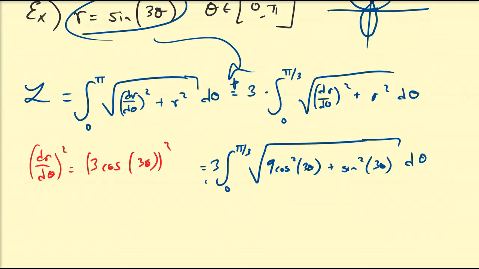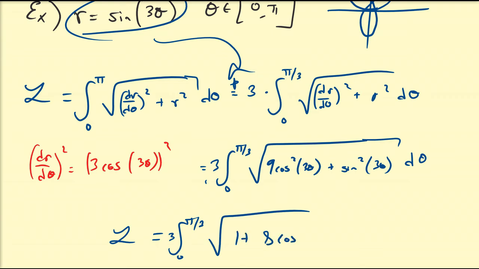All right, so what is this? So we have 9 cosine squareds and 1 sine squared. So we can break that up into 8 cosine squareds and 1 sine squared. So we have 8 cosine squared plus sine squared plus cosine squared, which is 1, right? So we can write this as 3 times the integral from 0 to pi over 3 of the square root of 1 plus 8 cosine squared of 3 theta d theta.